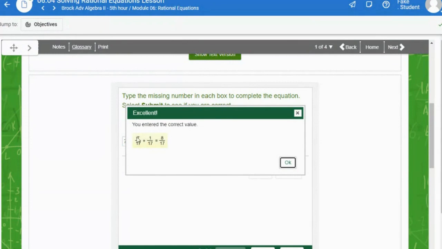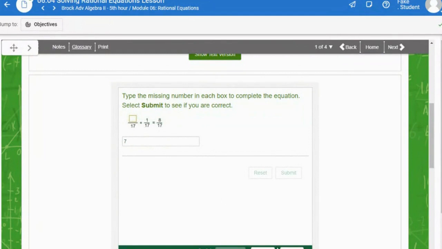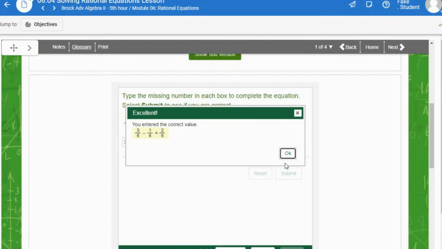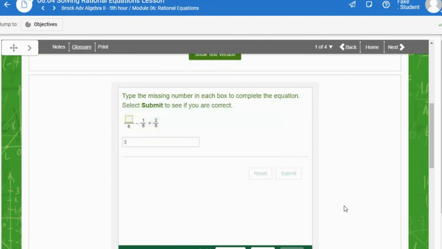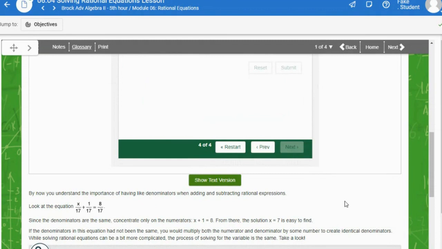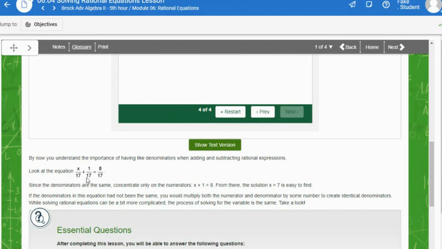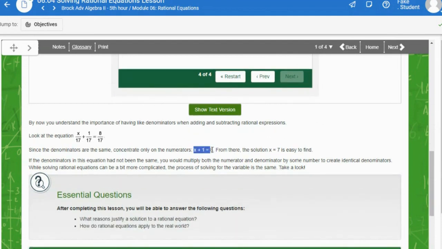So it is a good refresher to remember how adding and subtracting fractions work. You have to have the same denominator. Blank sixths minus 1/6 equals 2/6. They all have the same denominator, so it is 3/6. Good job, Jonathan. 3/6 minus 1/6 is 2/6. That's just a refresher because when solving rational equations, we have to have the same denominator. So it says you can just do x plus 1 equals 8 because they have the same denominators.